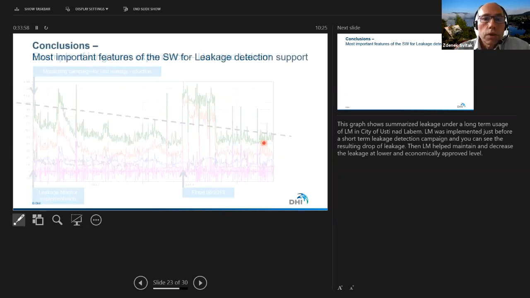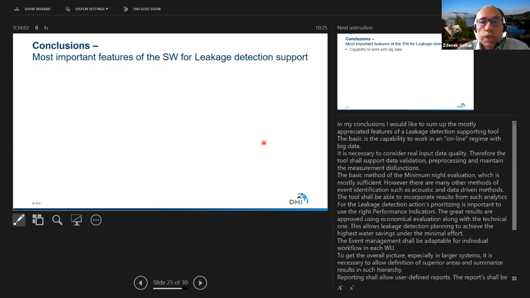Okay, so the conclusions. In my conclusions, I would like to sum up the most appreciated features which I presented here. I think that the basic requirement today is the capability to work with big data, because in most, especially larger, water utilities, it is the case. Even if now you do not have many district metered areas to evaluate, in the future, you will have.